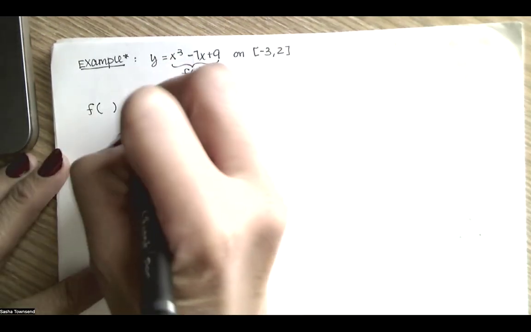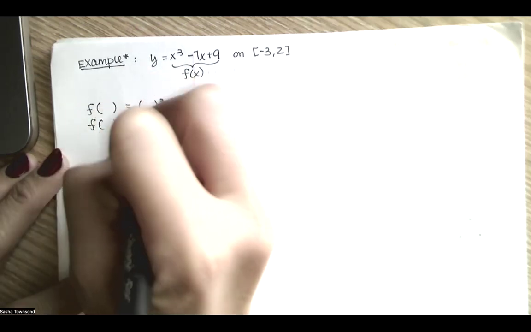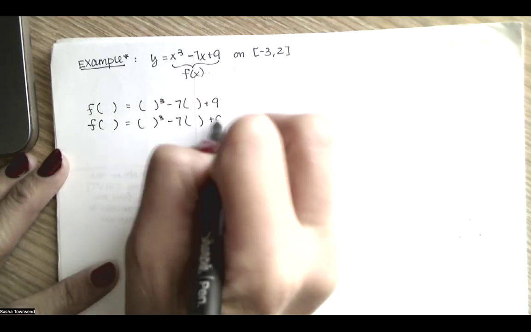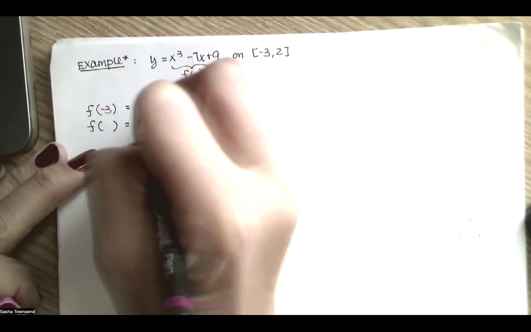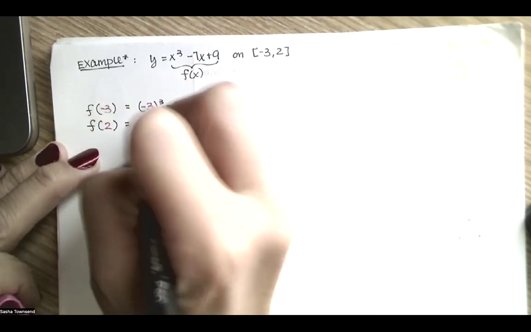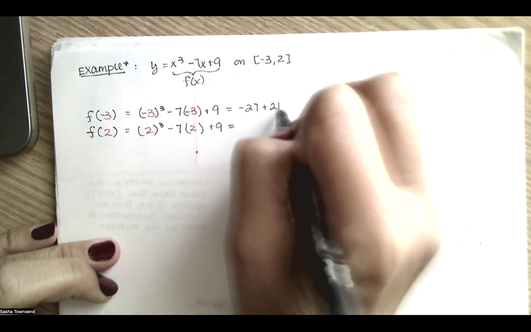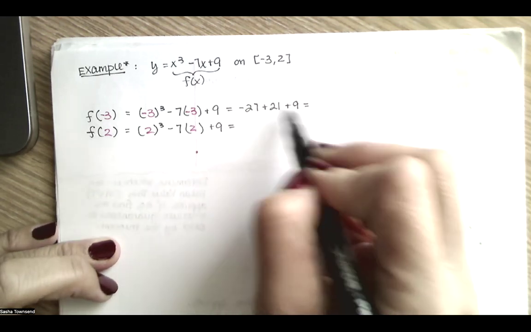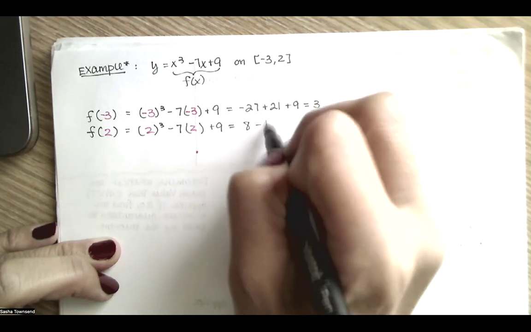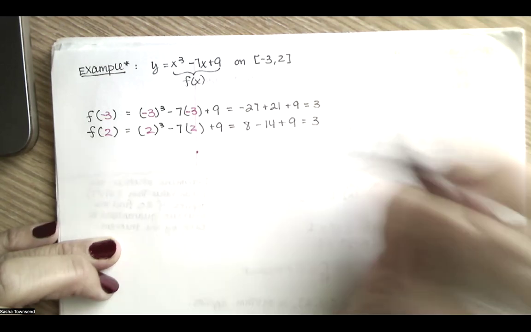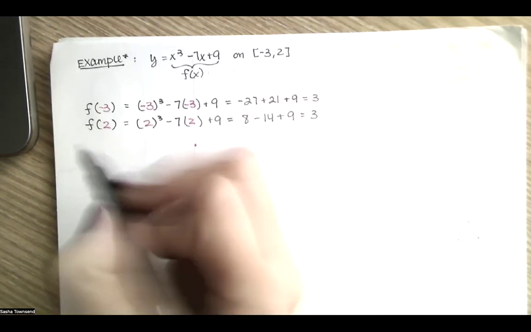We have f of -3, and then we'll evaluate f of 2. And so we get -27 plus 21 plus 9. This gives us 30 minus 27, or 3. And then if we evaluate at 2, we get 8 minus 14 plus 9. Oh, we get 3 again. And so that is another Rolle's theorem example.